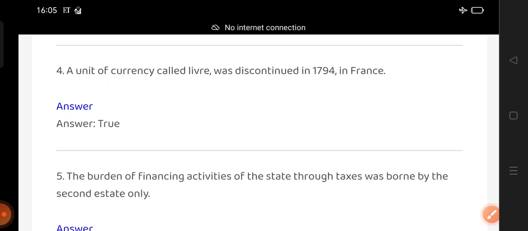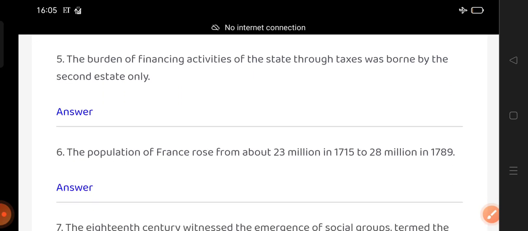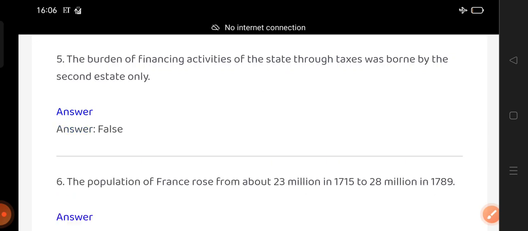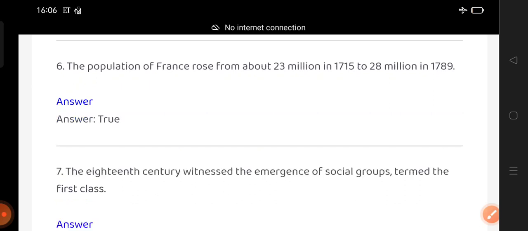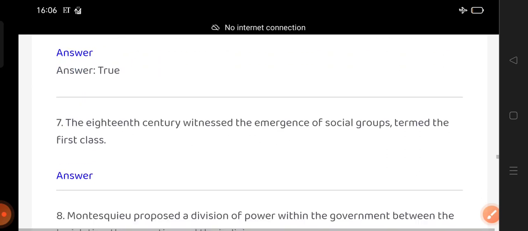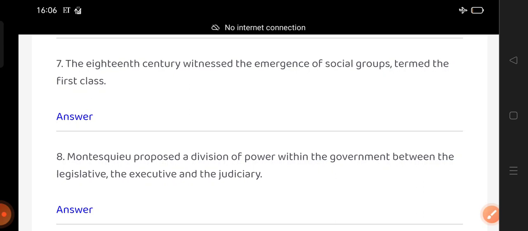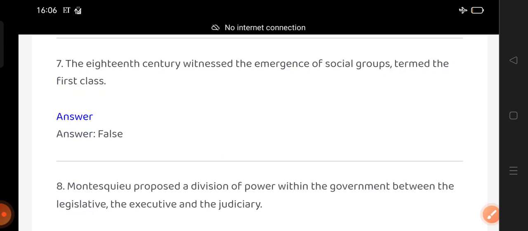Okay, done. Third, the burden of financing the activities of the state through tax was borne by the second estate only. Whether it's true or false. Okay, false. Then good. The population of France rose from this to this. Is it true? Might be. Okay, true. Number 7, the 18th century witnessed the emergence of social groups termed the first class. Okay, see the answer. False.